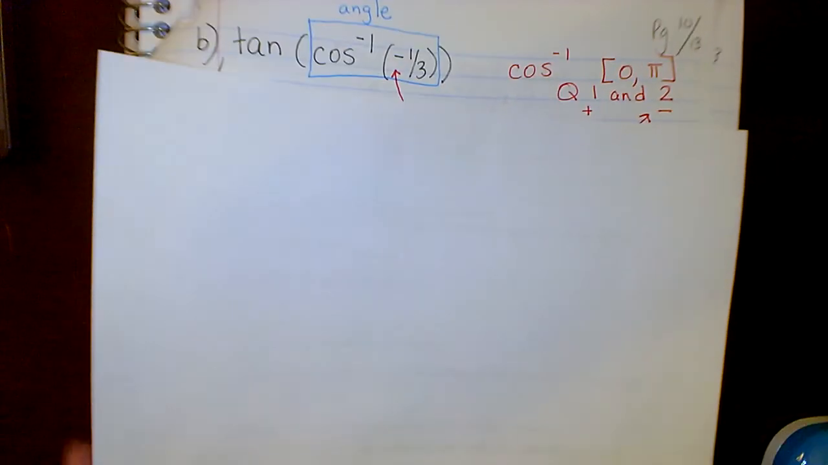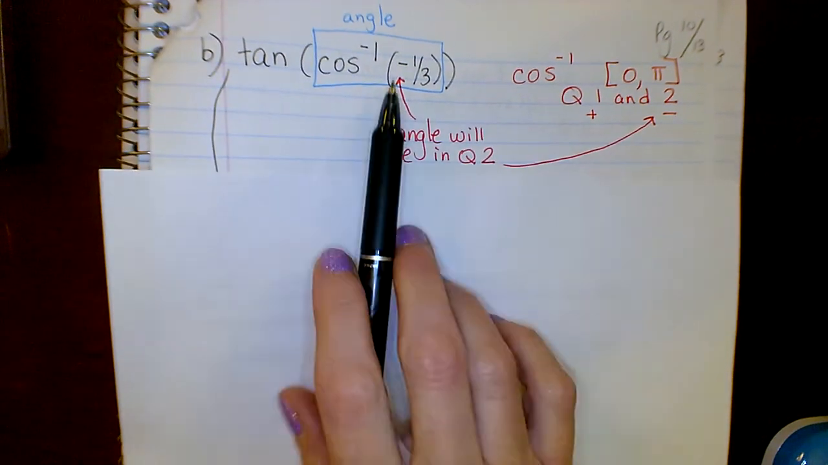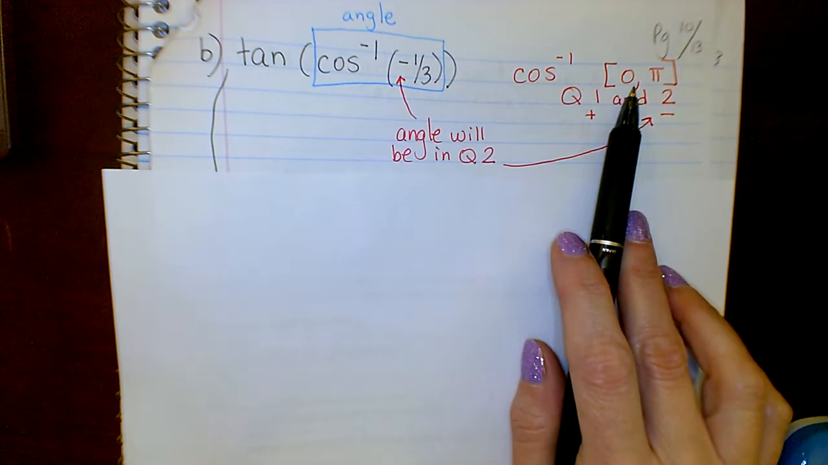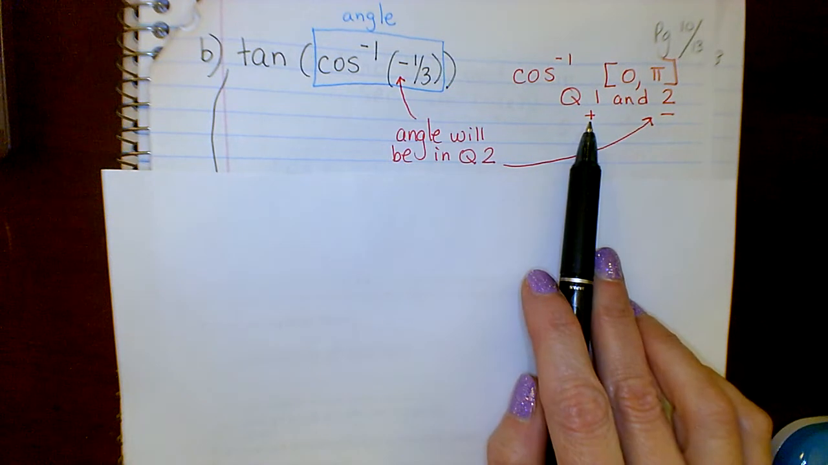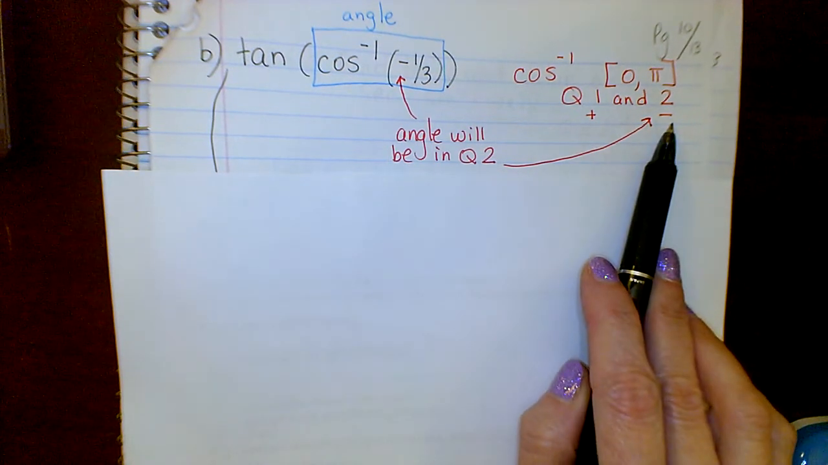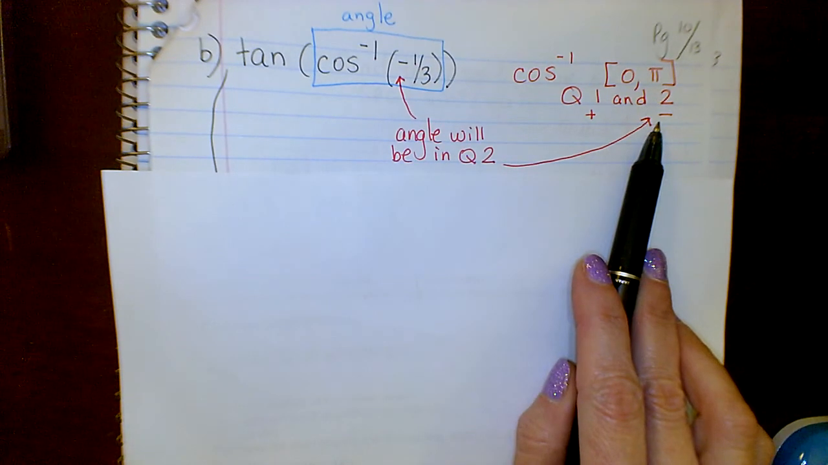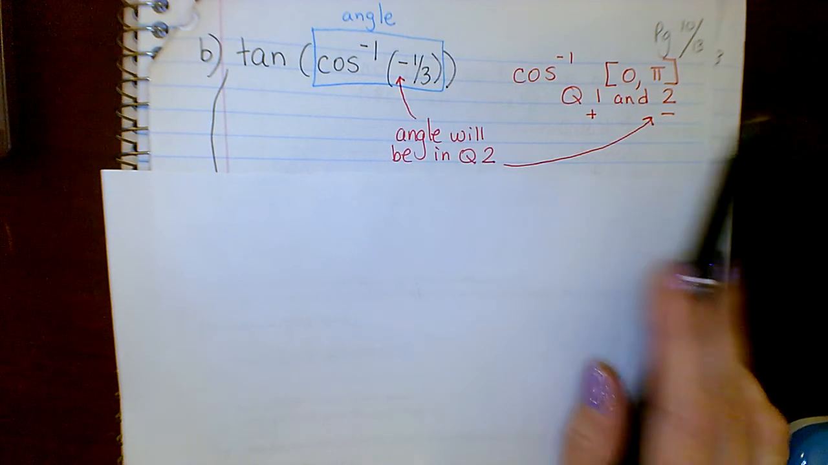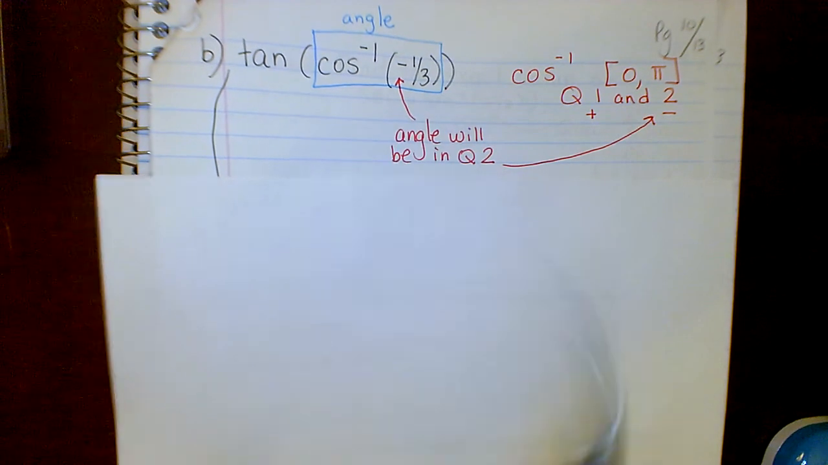All right, so we've got the tangent of the inverse cosine of negative 1/3. All right, let's start off same things as last time. The red stuff. The inverse cosine, its domain restriction is quadrants 1 and 2, 0 to pi. Quadrant 1, the cosine function is positive. Quadrant 2, the cosine function is negative. Because that's a negative, my triangle is going to be in quadrant 2. So this angle is going to fall into quadrant 2. Keep that in mind. So now I'm going to, again, let theta equal this.